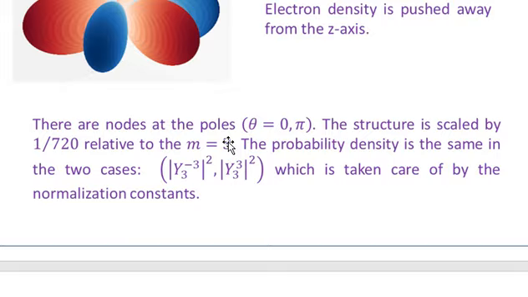There are nodes at the poles. You see that the number of nodes will be the same, and this node is repeated, occurring three times, but the value of the node is the same, because the wave function contains sine of theta raised to the power 3. So there will be 3 repeated nodes. The structure is scaled by 1 over 720 relative to the m is equal to 3 case. The probability density is the same for the two cases, that is, the absolute square of Y3 minus 3 and the absolute square of Y3 3 will be the same, because it is taken care of by the normalization constants associated with the spherical harmonics.